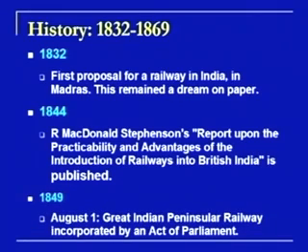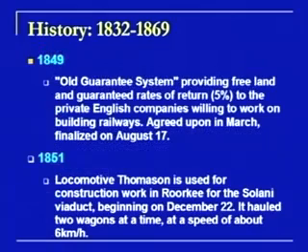Then there was the Great Indian Peninsular Railway, which was enacted with the Act of Parliament in 1849. I am taking only some important aspects of the history of Indian railways here. One thing we can see is that in 1851, there was the first movement of a train in India, in Roorkee. It was done for the Solani viaduct when its construction was going on. Of course, it was a very small track, and the main concern was the transportation of material for the construction purposes.